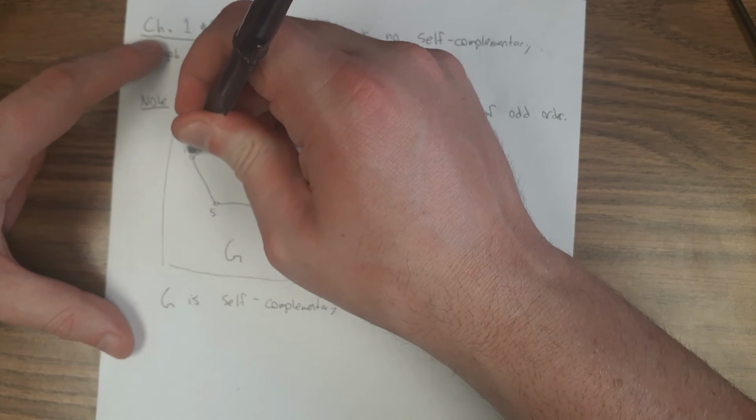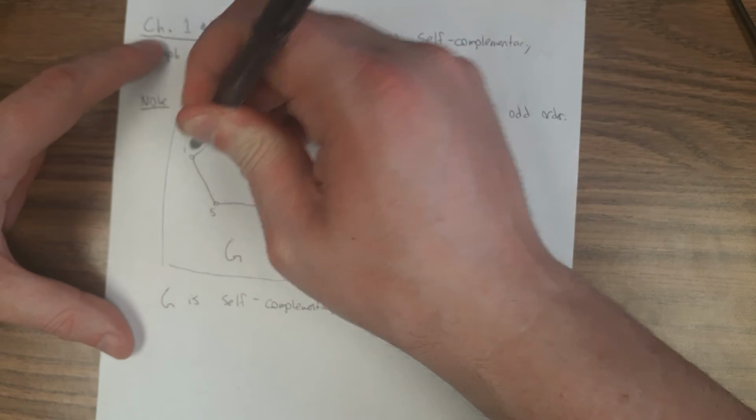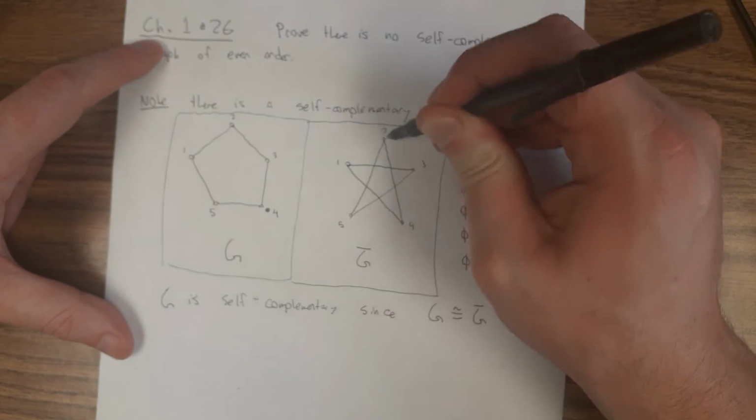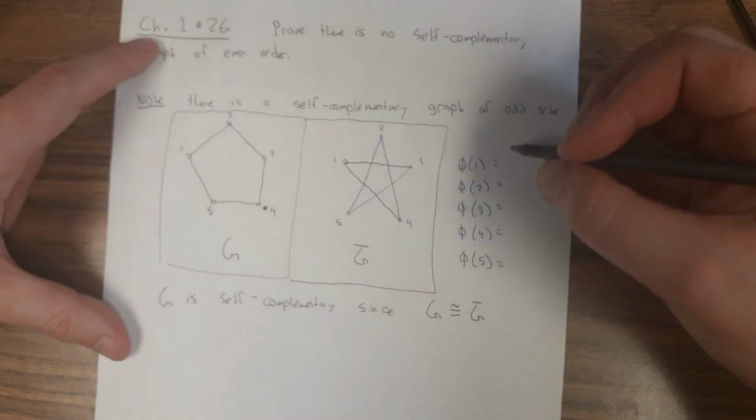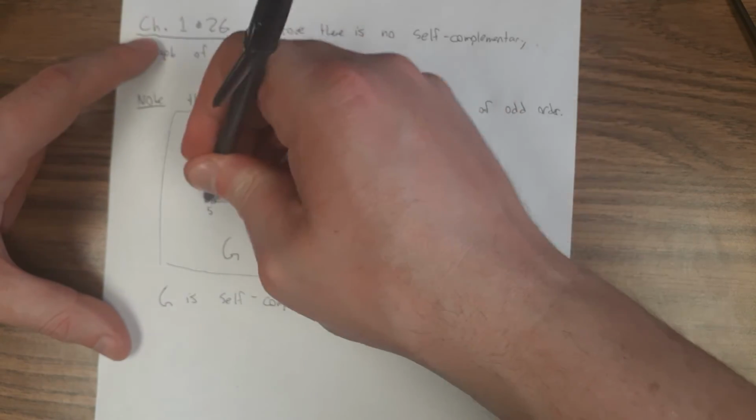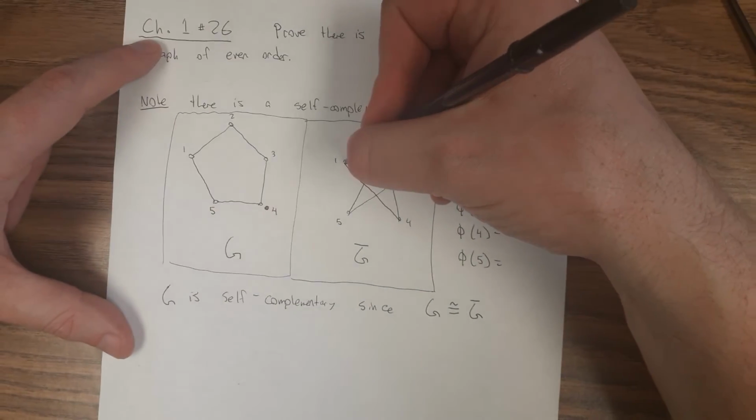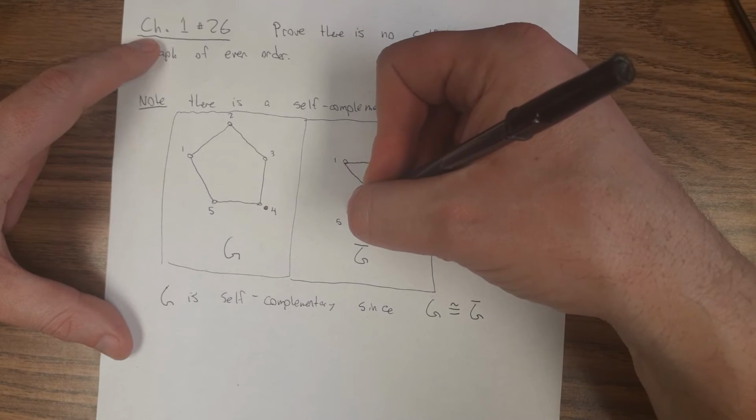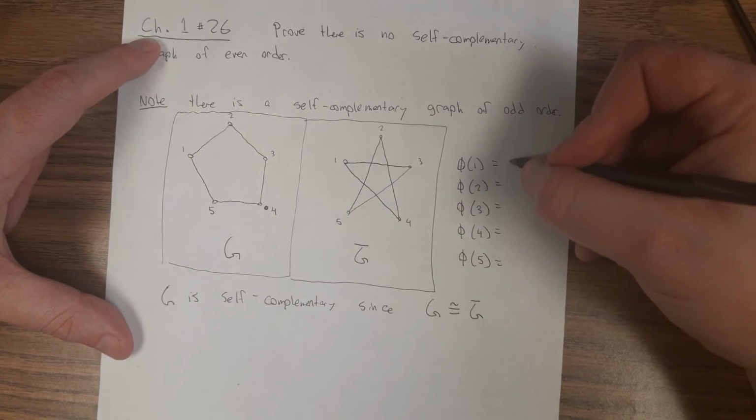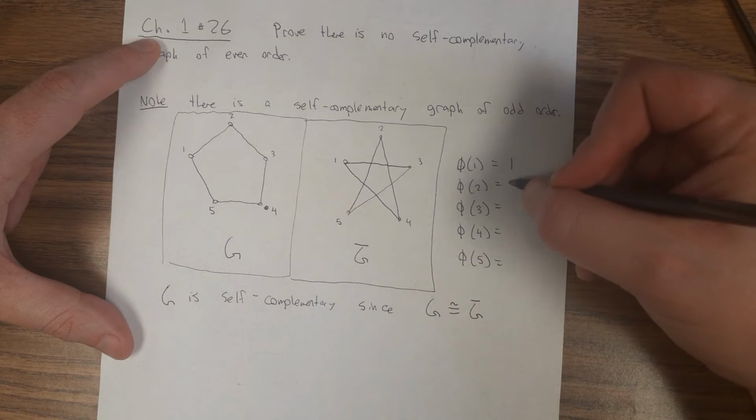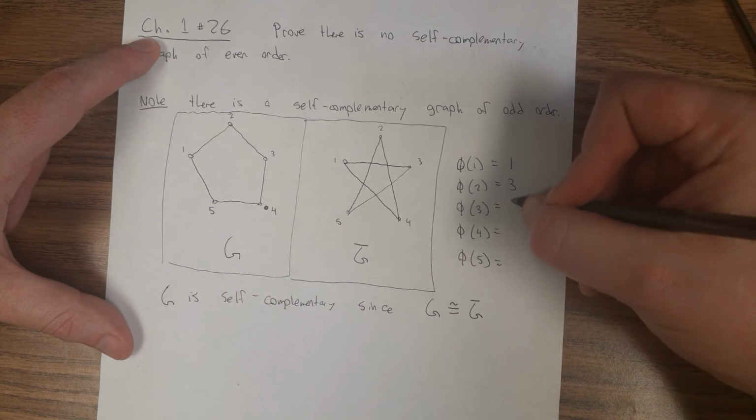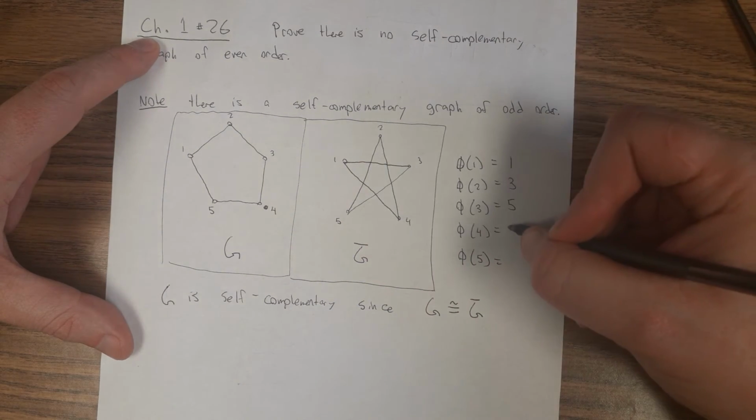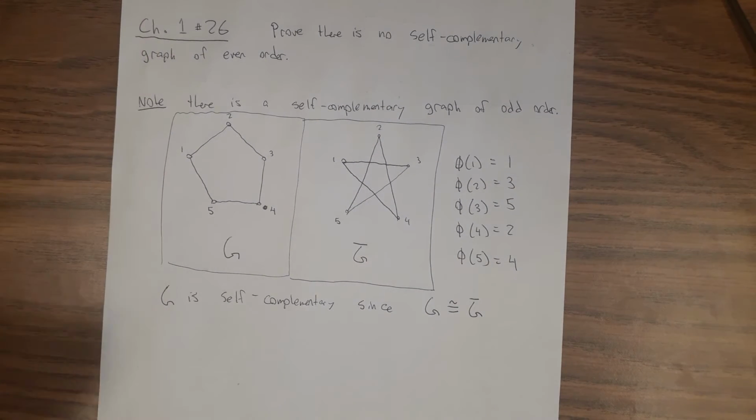If you remember, the way this went was as I go around here, I go around here. So if I go 1, 2, 3, 4, 5, I can go 1, 3, 5, 2, 4. That's an isomorphism. And so that's what makes G a self-complementary graph.